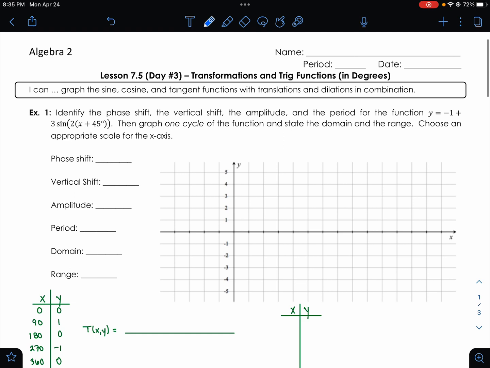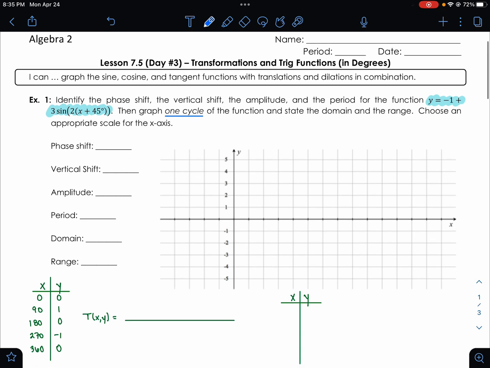So the first equation we're going to look at is a sine function. We have the function y equals -1 plus 3 times sine of 2 times (x plus 45 degrees). We want to graph one cycle of this. And so the first thing we're going to do is take a look at and identify all these characteristics.